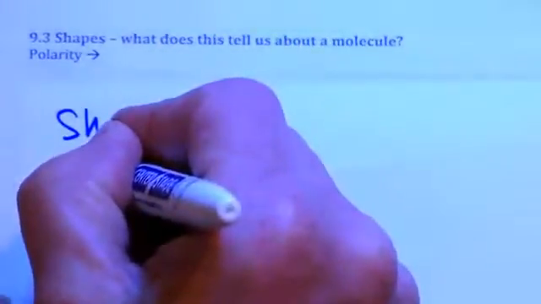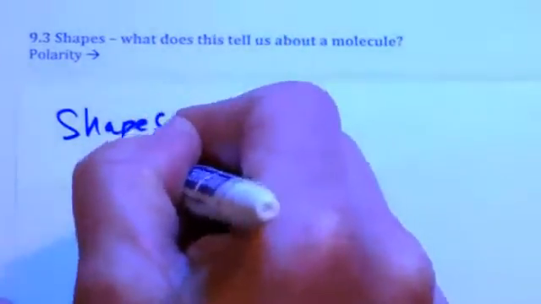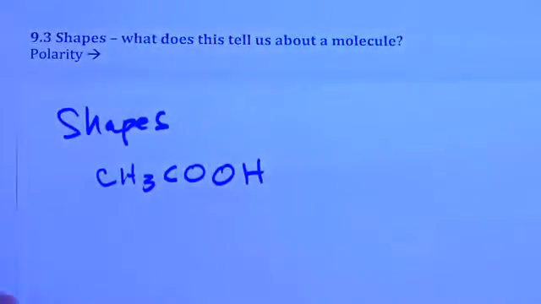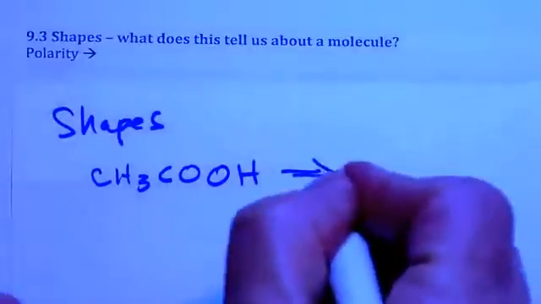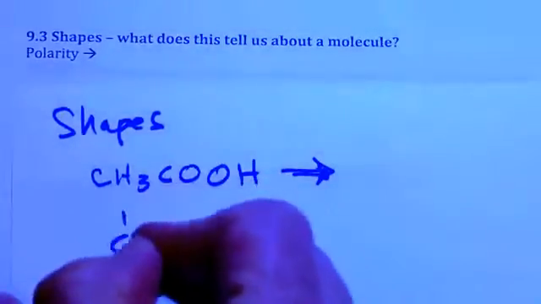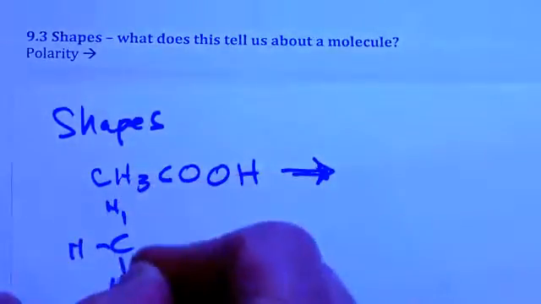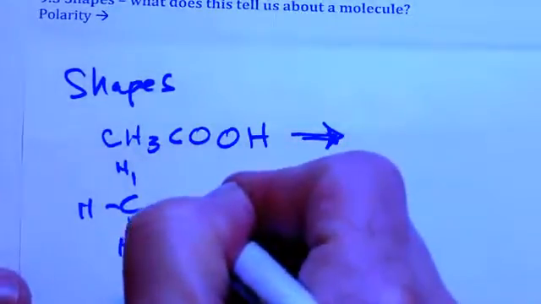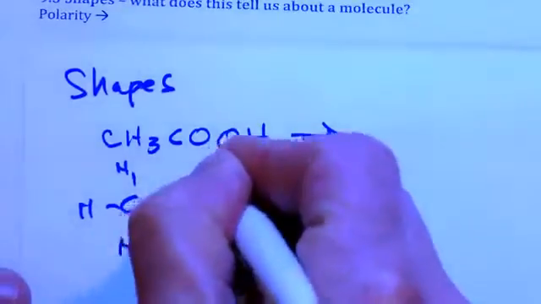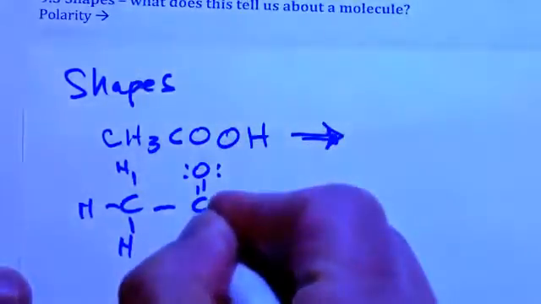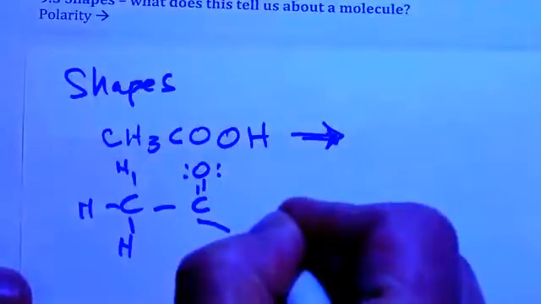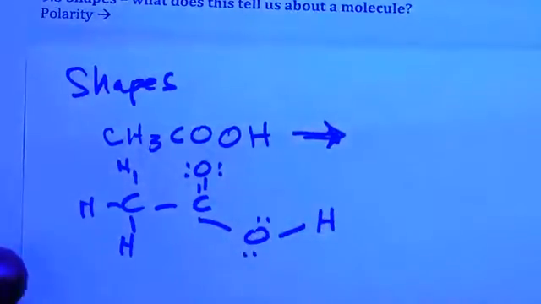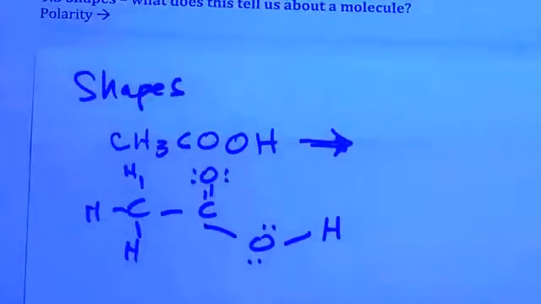Say something like this. CH3COOH. This guy right here. And if we draw the Lewis electron dot structure for this critter, it ends up looking like this. And then we've got another C connected here with a double bonded oxygen up here. And then we've got connected to an O down here with an unshared pair of electrons to another H. Well, what's the shape of this molecule?